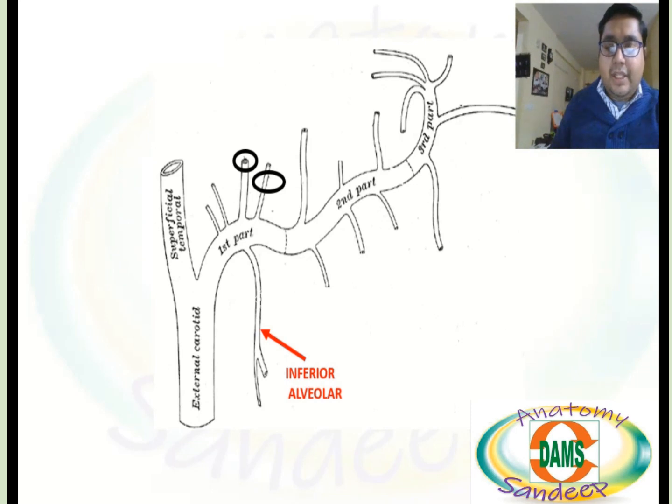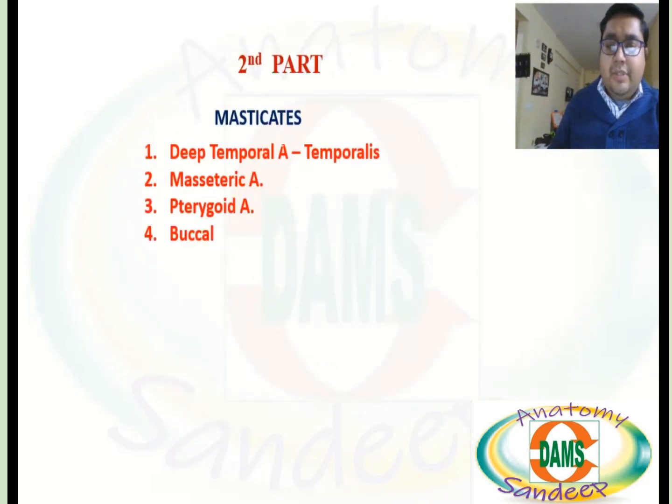Now let's talk about the second part. The second part mnemonic is "masticates." So all the muscles of mastication will be supplied by the second part. And what are the muscles of mastication? We have temporalis, masseter, and lateral and medial pterygoid. Buccinator is an accessory muscle. It actually belongs to the muscles of facial expression.